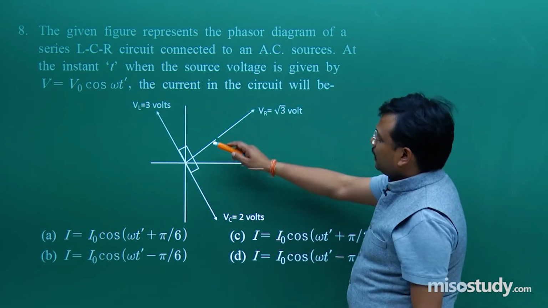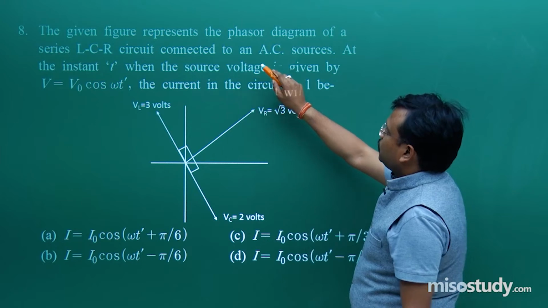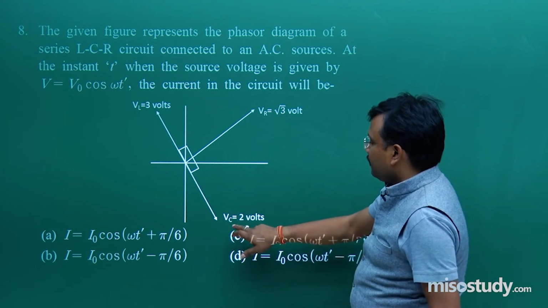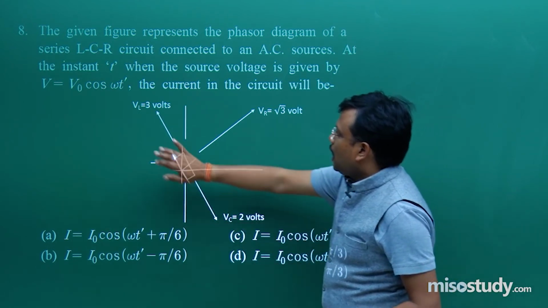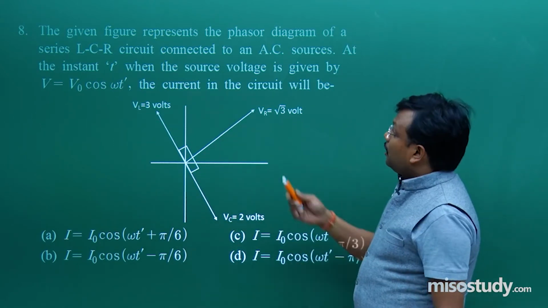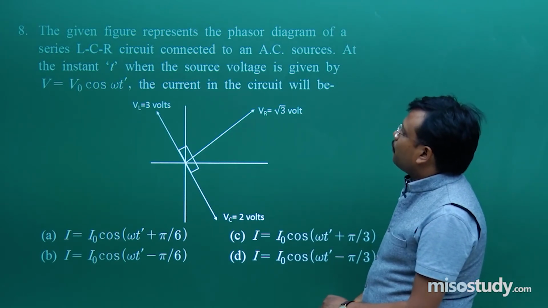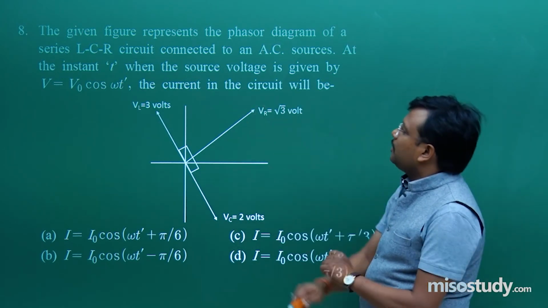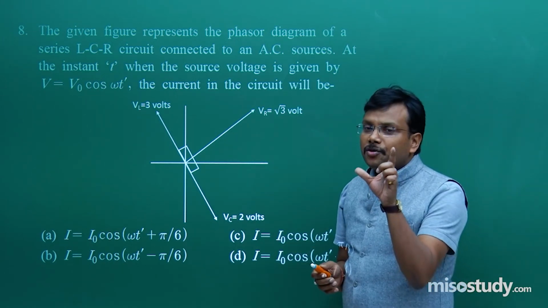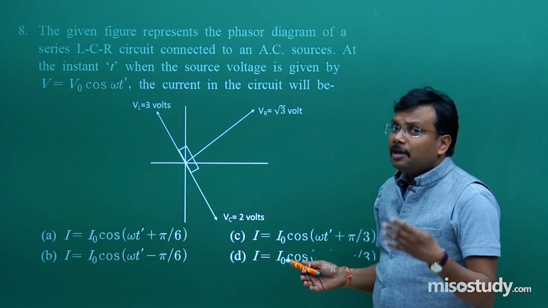Listen, the given figure represents the phasor diagram of a series LCR circuit connected to an AC source. First impression, LCR means capacitor, resistor and inductor, all three are associated. Now at the instant t when the source voltage is given by V is equal to V naught cos omega t, the current in the circuit is how much? Obviously the current is going to be sinusoidal in form.